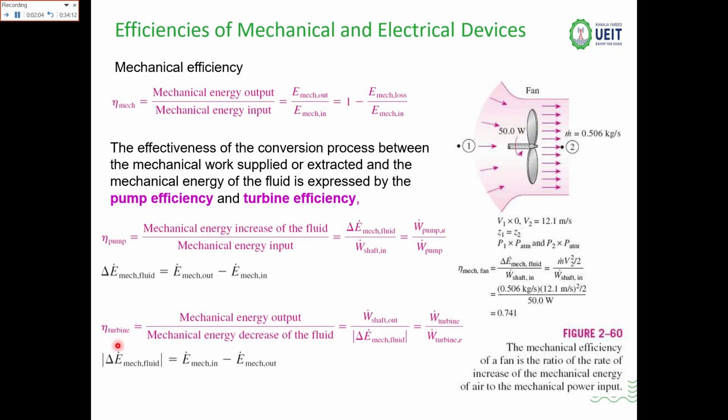Turbine efficiency. Turbine efficiency is equal to the mechanical energy output divided by the mechanical energy decrease in the fluid. In the turbine, we supply the fluid, it strikes the blade and starts rotating to provide the shaft work. So here, in the numerator you will have the shaft work, and you divide that by delta E of the fluid in minus fluid out. So we can say that the turbine and the pump efficiency are basically the reciprocal of each other.